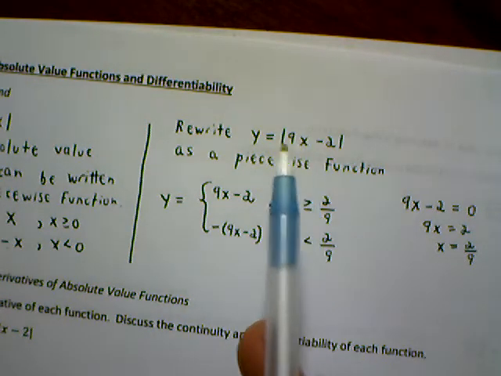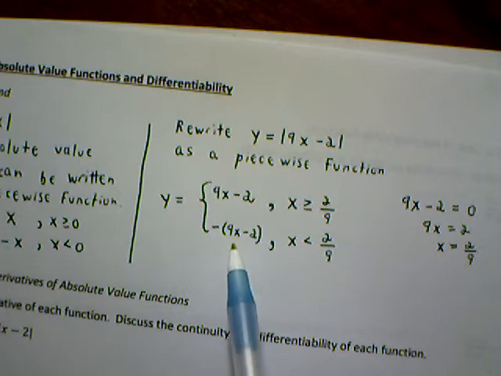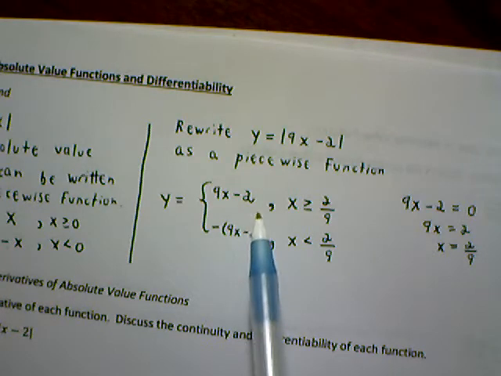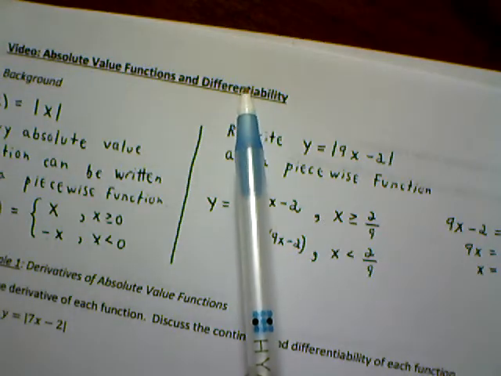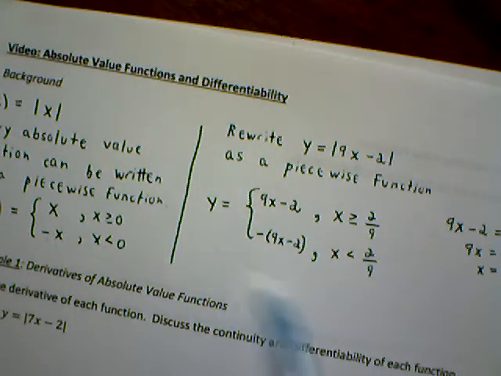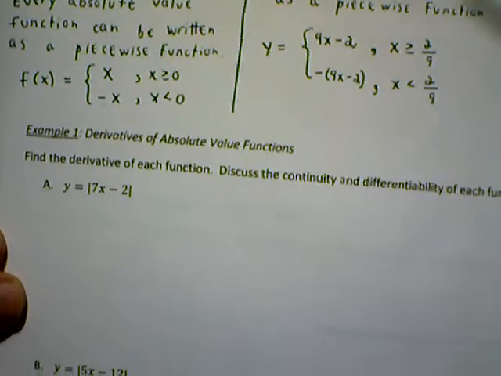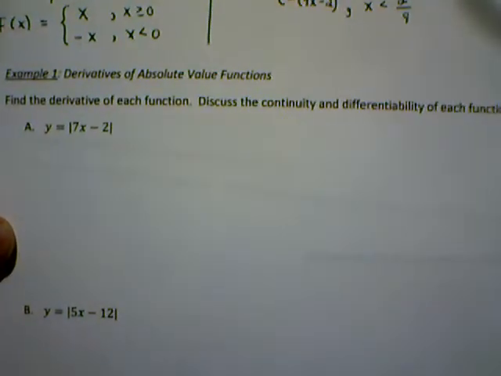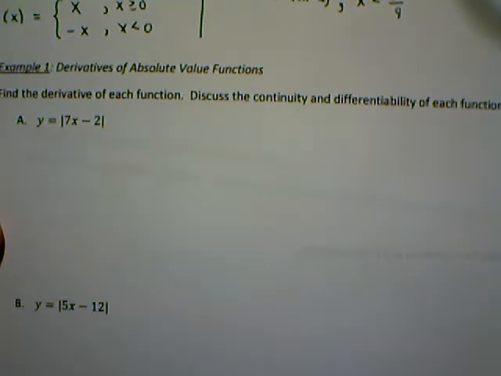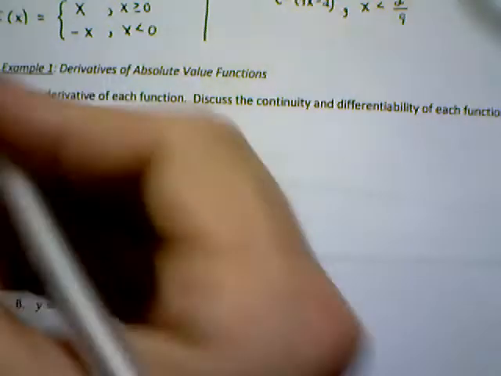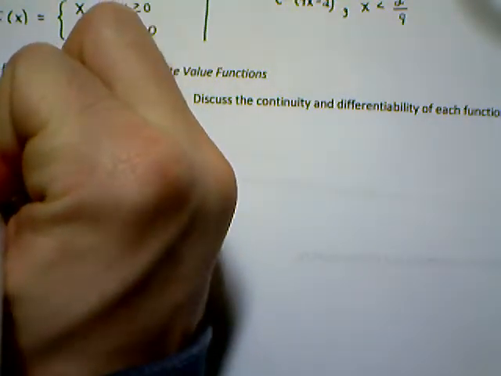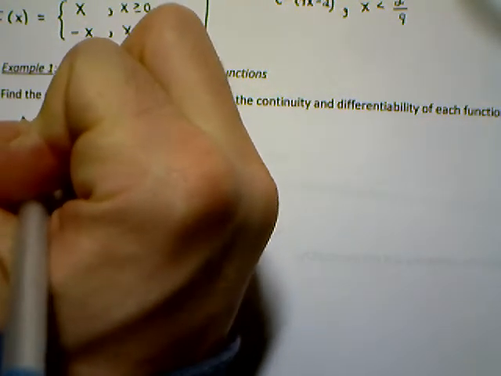So I can take any absolute value function and rewrite it as a piecewise function. To find derivatives of absolute value functions, because we're talking about differentiability, you need to rewrite the absolute value function as a piecewise function first. So let's do an example. Find the derivative of each function, discuss the continuity and differentiability of each function. For the first step, for absolute value functions, we're going to rewrite as piecewise.